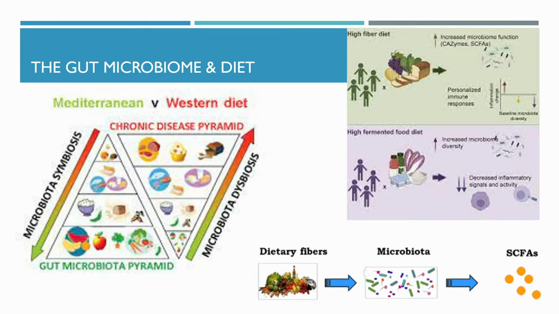Now, the gut microbiome and diet is a big one that's been very widely studied. Basically, the healthier you eat, if you eat more of a Mediterranean diet, you have better microbiota symbiosis. Symbiosis is these positive interactions that occur between microbes. Dysbiosis means that there's an imbalance in the microbial communities. It's dysbiotic, so you'll hear that term a lot.